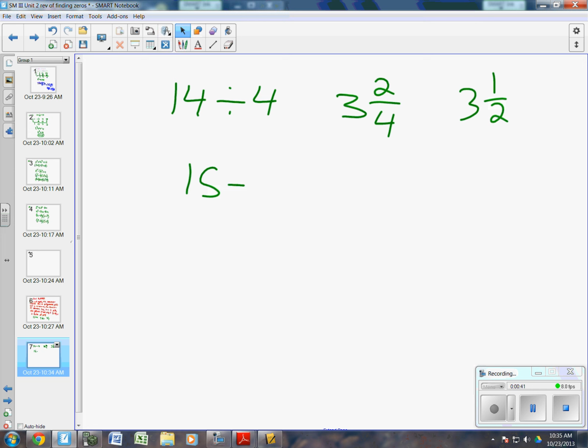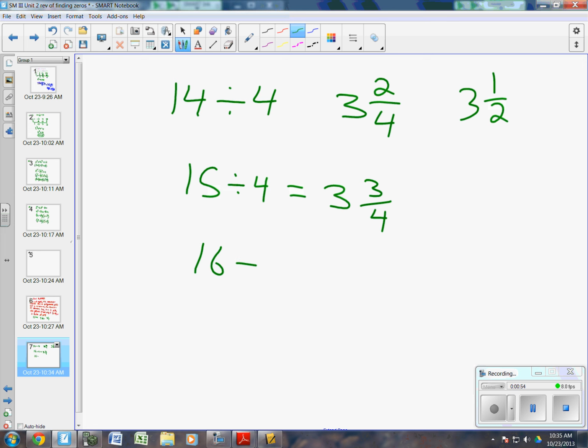15 divided by 4 would be what? 3 remainder 3. So 3 and 3/4, right? And 16 divided by 4 would be what? 4 with a remainder of 0.